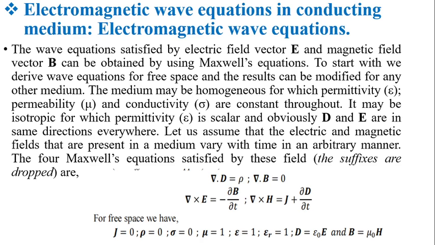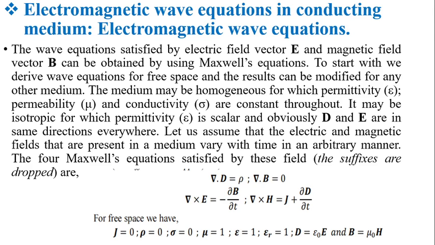Now, the electromagnetic wave equation in a conducting medium. First, the wave equation satisfied by the electric field vector E and magnetic field vector B can be obtained by using the Maxwell equations. To start with, we derive the wave equation for free space, and the results can be modified for any other medium.